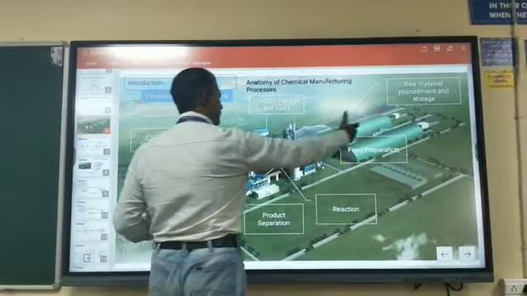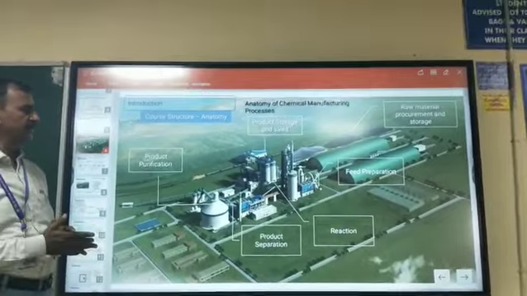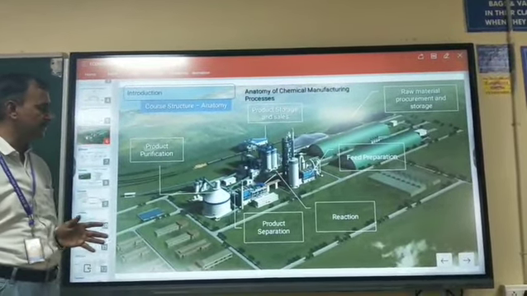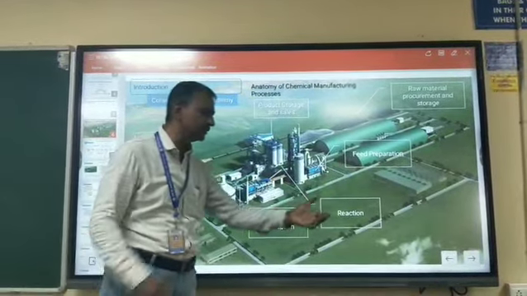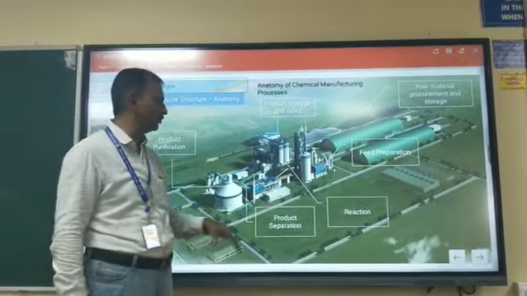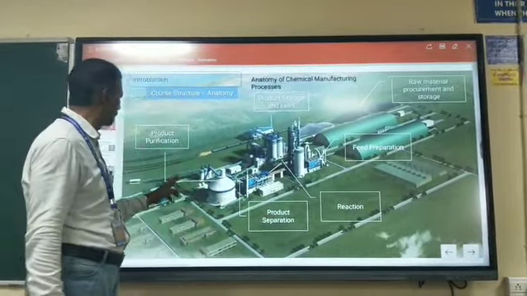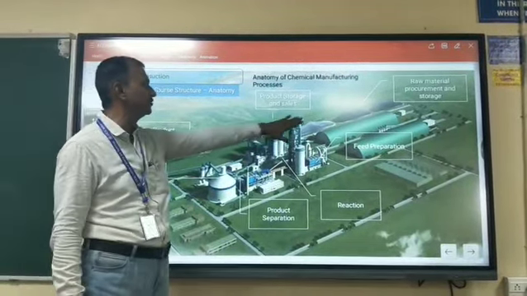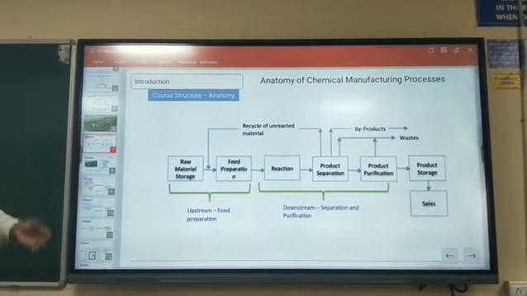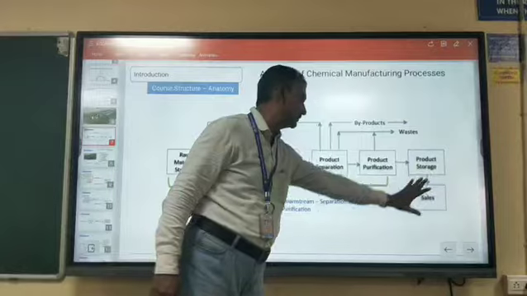All these are the intermediate stages: raw material preparation, raw material modifications, reactions. Some might need just unit operations, and some might need some unit process. And in product separation, the purity of the product gets separated, and finally it is being stored. This is about the anatomy of chemical companies, from the raw material to the sales.